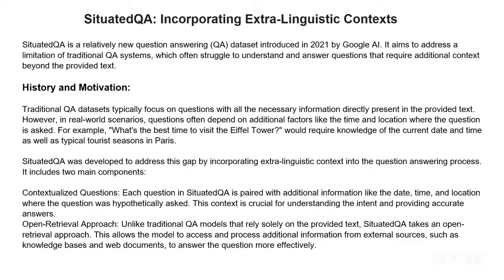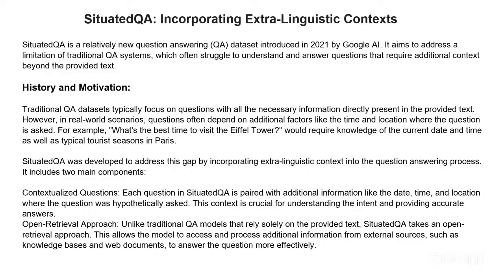Likewise, we have SituatedQA, which is also one of the benchmark tools, incorporating extra-linguistic context. SituatedQA is a relatively new question answering dataset, introduced in 2021 by Google AI. It aims to address a limitation of traditional QA systems, which often struggle to understand and answer questions that require additional context beyond the provided text. From that, we are deriving some additional context.